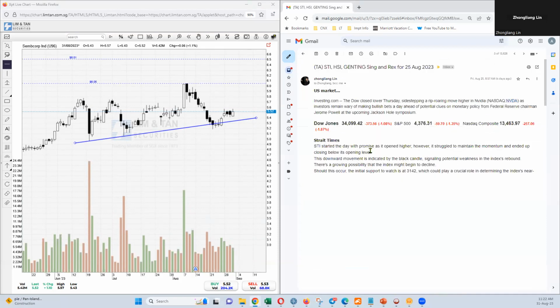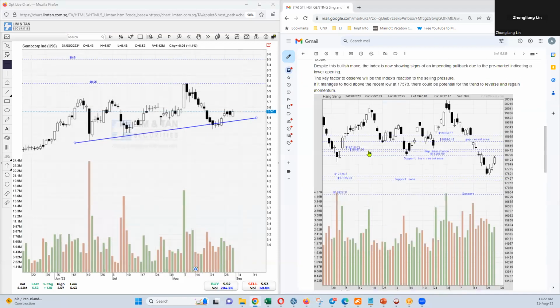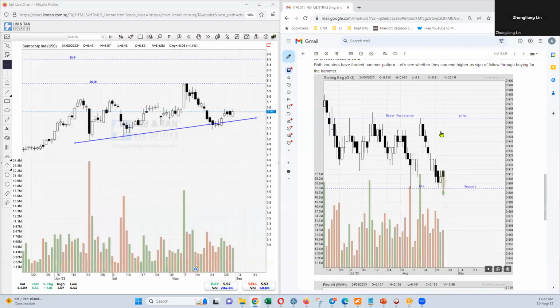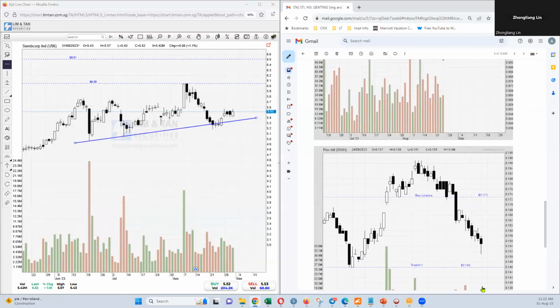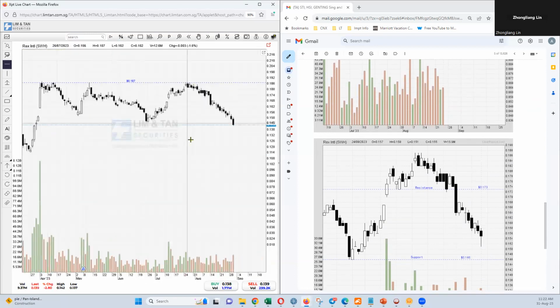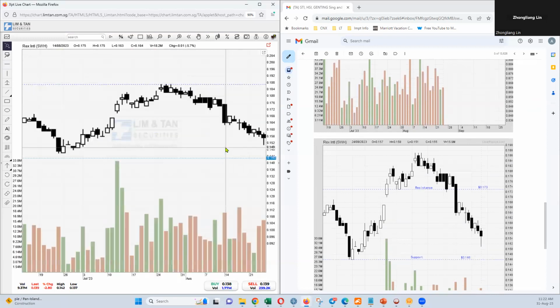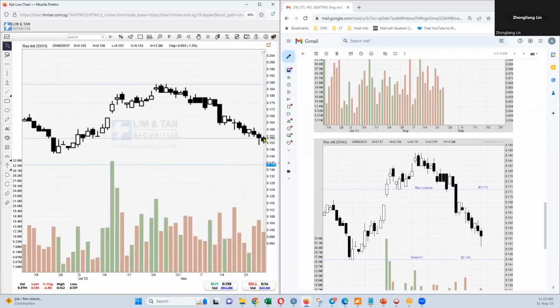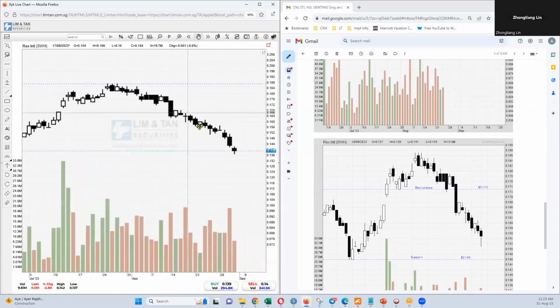And then we have Genting and Rex, which have hammer patterns over here and here. Unfortunately, one thing that you must know about trading is that a hammer pattern needs a confirmation, like I mentioned on Keppel Corp. So you see a hammer, but if the next day doesn't have a confirmation, instead a black candle, we should avoid this hammer totally, right? Unfortunately, the counter after the hammer continued to go lower.